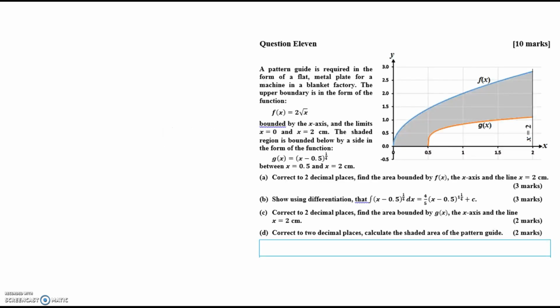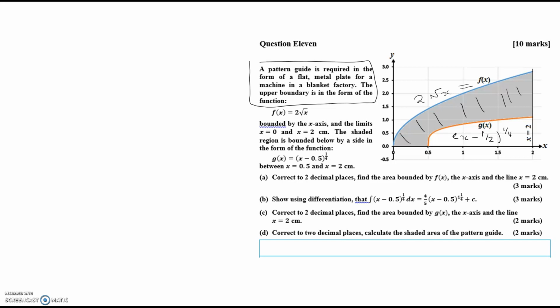These are calculus applications. Now, this one, it doesn't altogether matter if you don't understand what's going on there. What you do need to understand is that there's a curve f of x which equals 2 root x, and there's a curve g of x that's (x minus 0.5) to the power of a quarter. So you've got 2 curves and you've got an area in between. That should be enough to tell you what you need to do, but this question, and frequently this happens, steps you through it.